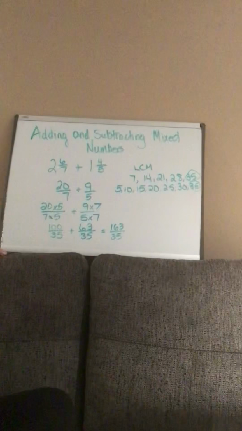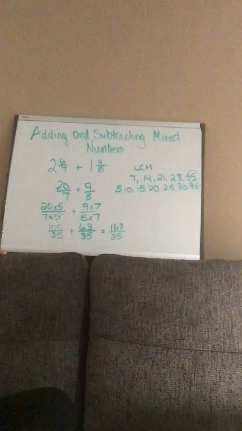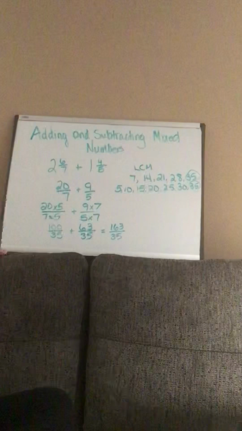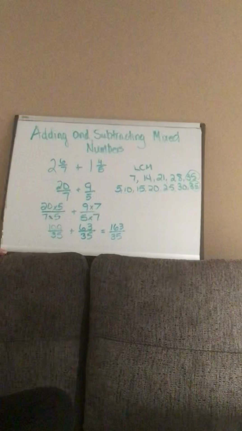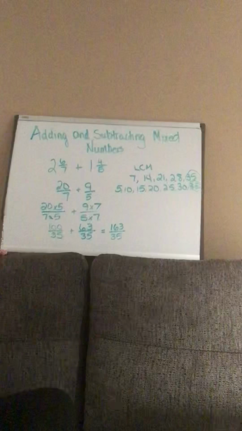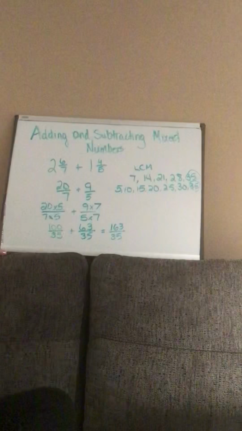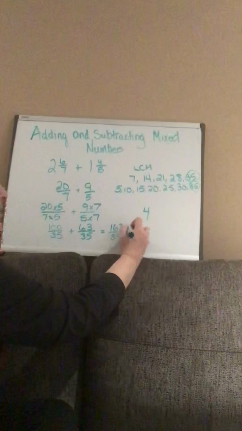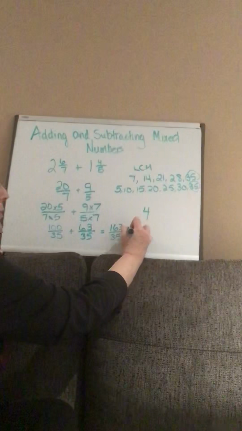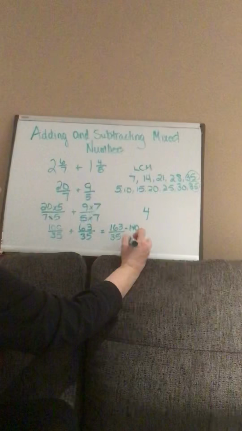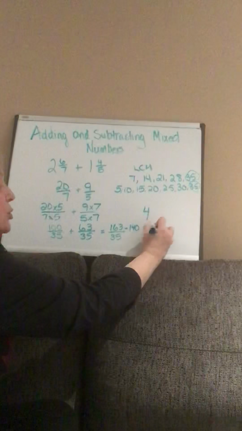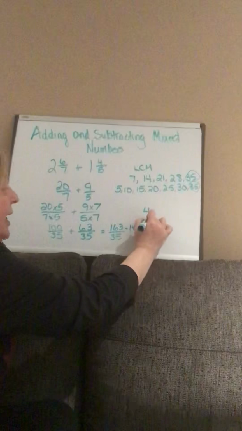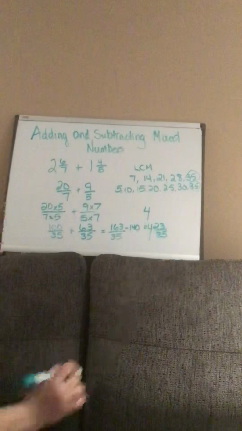Now I have to put that into a mixed number. Well, 35 times 4 was 140, and if I add another 35 in, that gives me 175. So that's too much. So my large number of 4 is still going to work. I'm still going to subtract 140, which is going to give me 23 remainder with the 35 and this large number of 4.